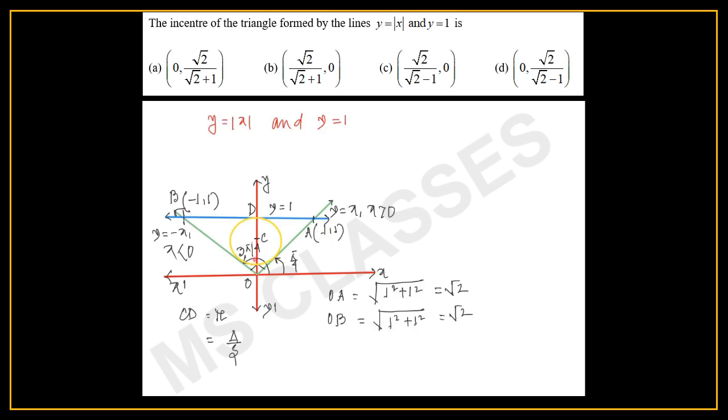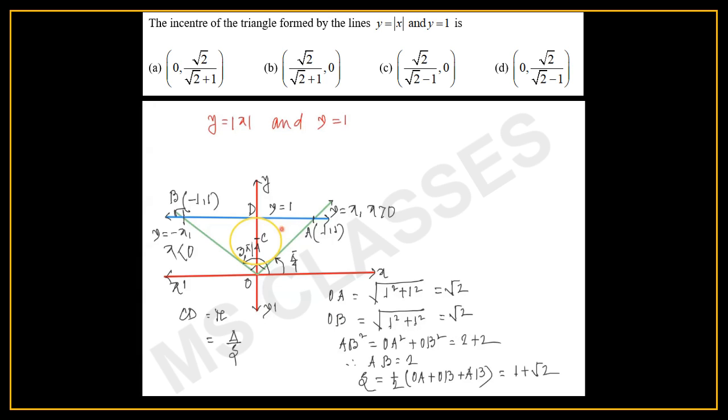Lastly, this length you can also find out because it's a right angle triangle. So AB square equals OA square plus OB square equals 2 plus 2, and therefore AB length is equal to 2. So we have got AB, we have got OA, we have got OB. So here at first we find the semi-perimeter, that is half of OA plus OB plus AB. So that gives us root 2 plus 1.